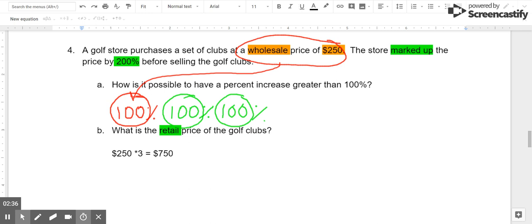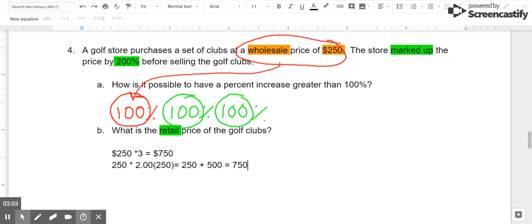Another way that I could get this would be to take my original price, which is $250, and multiply it by 2 sets of $250, right? Because 200% is the same as 2.00. So I could think of 200% as marking it up by 2 wholes, which is going to give me that same amount, 250 plus 500, or $750.